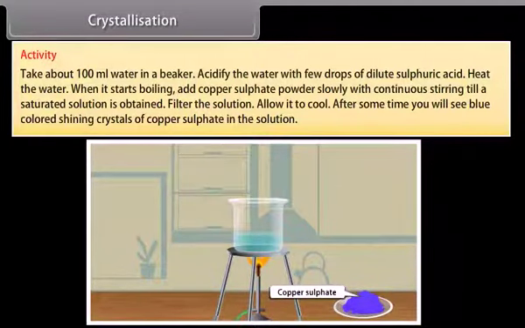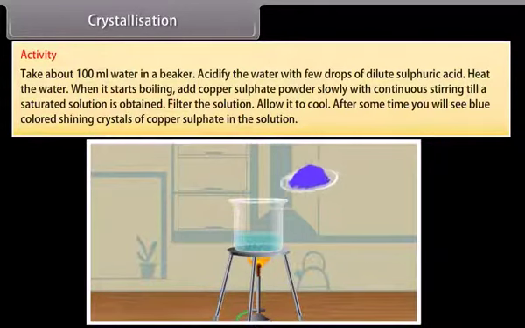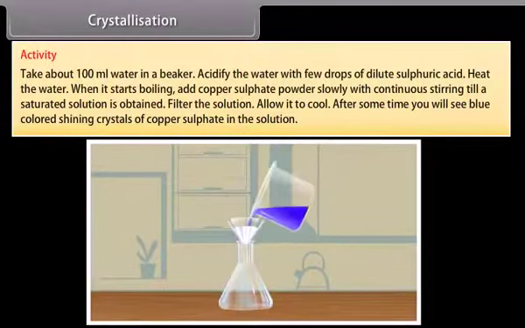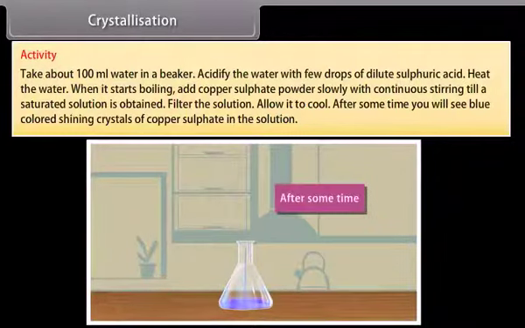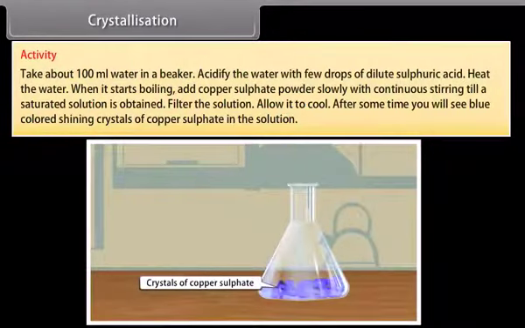Heat the water. When it starts boiling, add copper sulfate powder slowly with continuous stirring till a saturated solution is obtained. Now filter the solution. Allow it to cool. After some time you will see blue-colored shining crystals of copper sulfate in the solution.